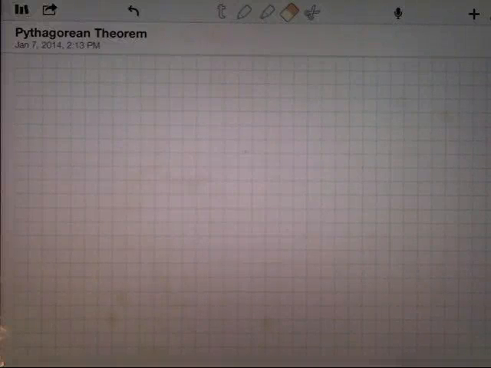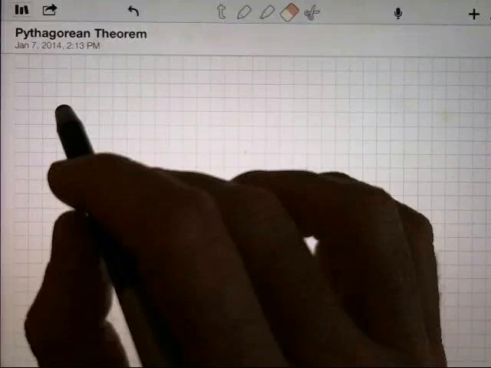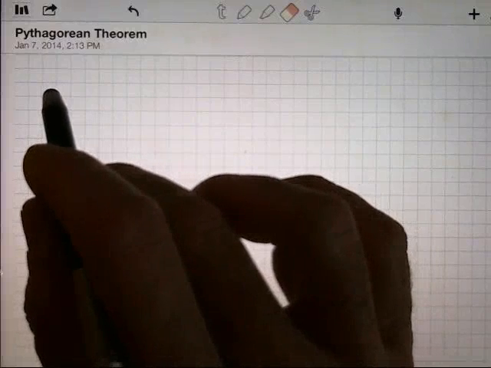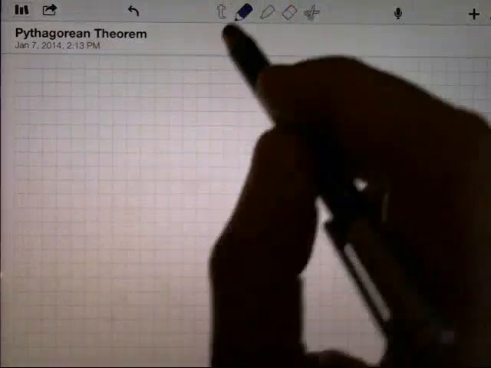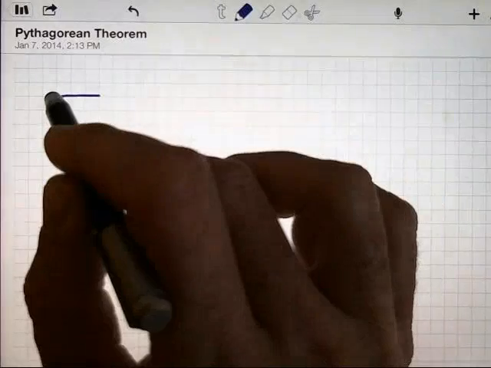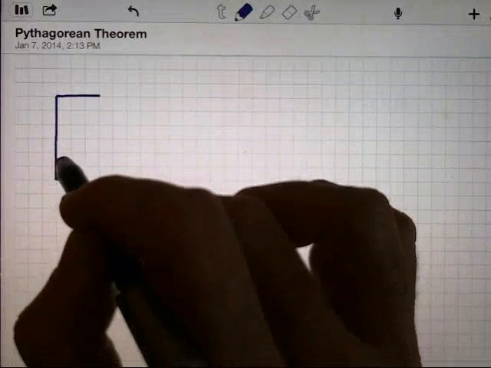Here's a quick proof of the Pythagorean theorem and then a couple of calculations. I said quick proof. We'll see if it's quick. It's a proof by picture here. I'm going to draw a right triangle here. You can draw any right triangle.